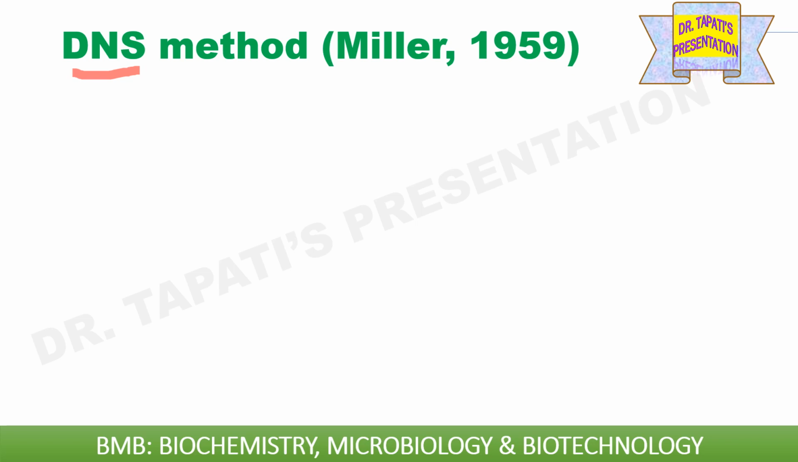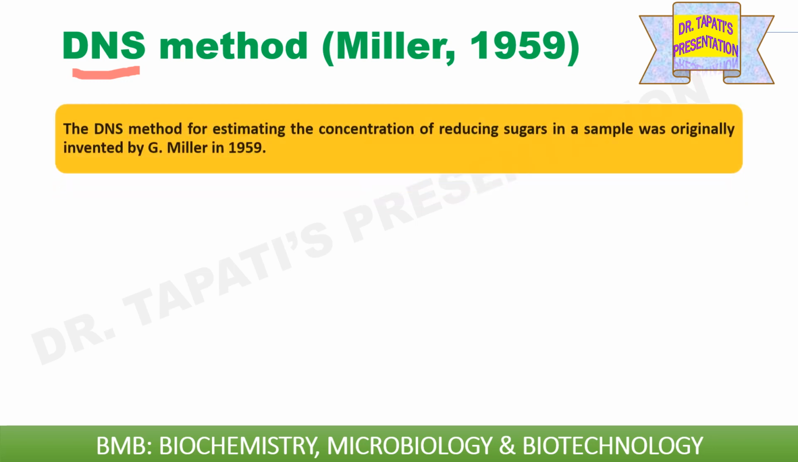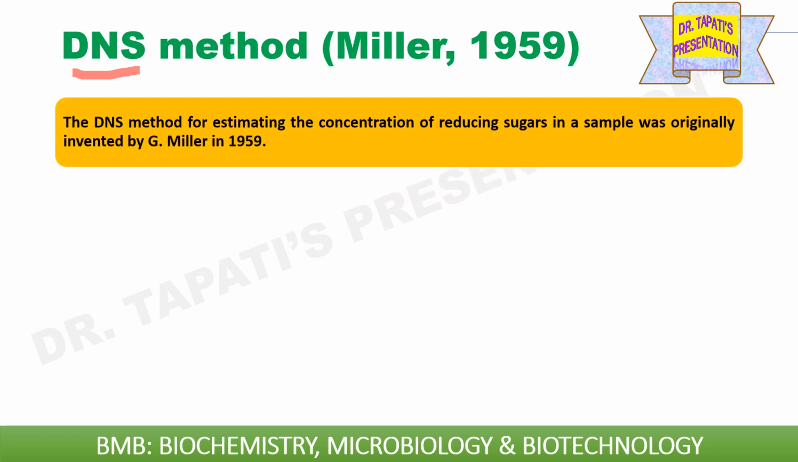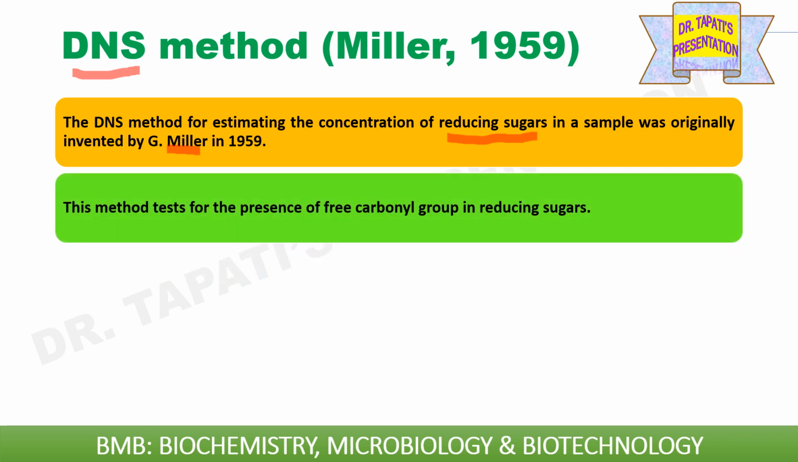DNS means 3,5-dinitrosalicylic acid. The DNS method for estimating the concentration of reducing sugars in a sample was originally invented by G. Miller in 1959. So through this method, we can measure concentration of reducing sugar. This method tests for the presence of free carbonyl group in the reducing sugars. Maltose is a reducing sugar because it has free carbonyl group. Therefore, we are following this method.